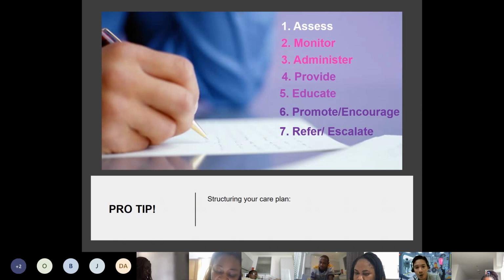Promote or encourage. What are you going to promote or encourage John with? I'm going to promote John in breathing, ambulating. Just pick one. You can write everything on there, but it will fill the whole space. Promote patient with deep breathing exercises. Well done. That is it. Or another word, yeah. Well done.